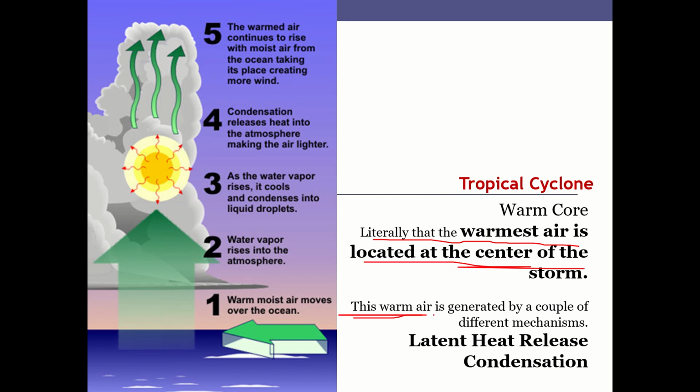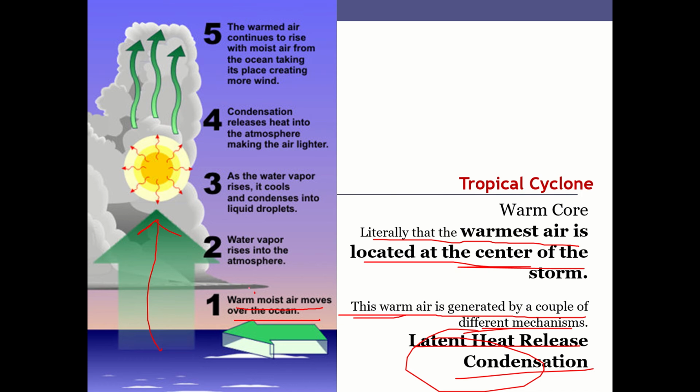This warm air is generated by a couple of different mechanisms. One is latent heat and condensation. Let's see what it is. This is one of the indicative diagrams which can help us understand what we are talking about. The first one is warm moist air moving from the ocean. We are talking about how the cyclone is formed, and what the phenomena behind this is.